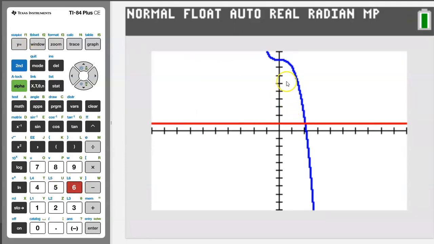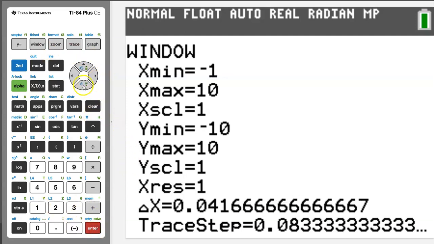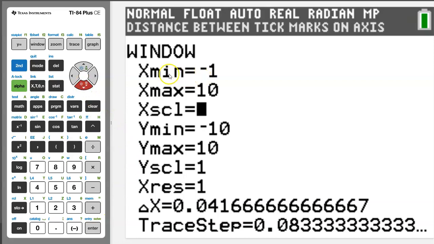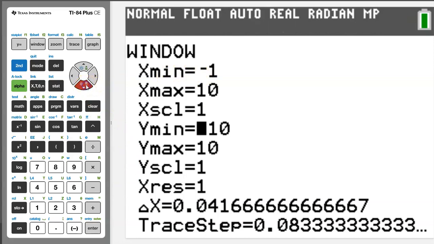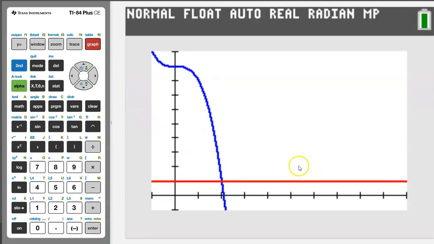Region R is this area in the first quadrant bounded by the cubic function, the horizontal line y equals 1, and the y-axis. I'm going to adjust the window a bit to highlight the first quadrant. I'm going to adjust x max, x min to be -1, and y min will also be -1. Let's take a look. Let's take a picture of this.